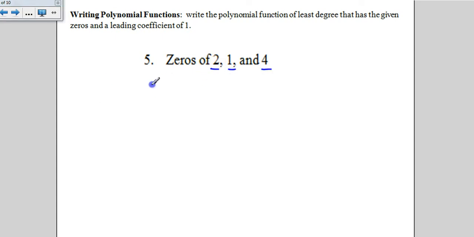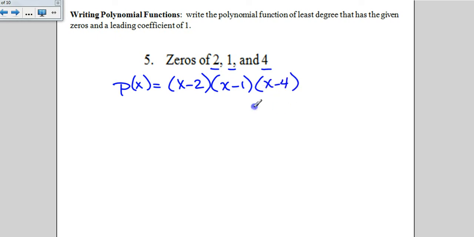So if I think backwards, that means that my polynomial, which I'm going to call p of x, if it has a 0 at 2, must have a factor of x minus 2. And if it has a 0 at 1, or solution at 1, it has a factor of x minus 1. And if it has a solution at 4, it's got a factor of x minus 4. Well, this polynomial function is not quite in standard form yet. We're going to use our techniques from 6.3. So remember, I always have you multiply the back two binomials together.